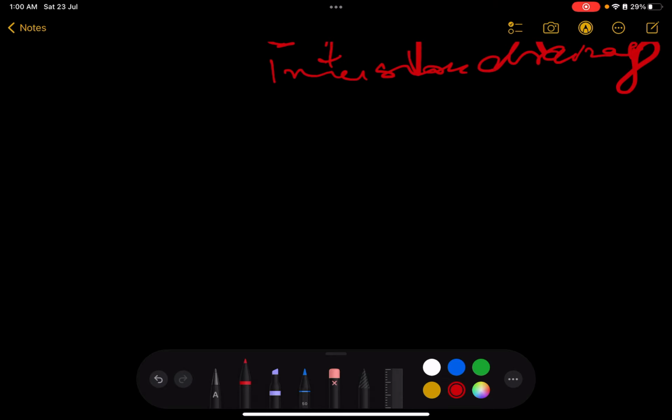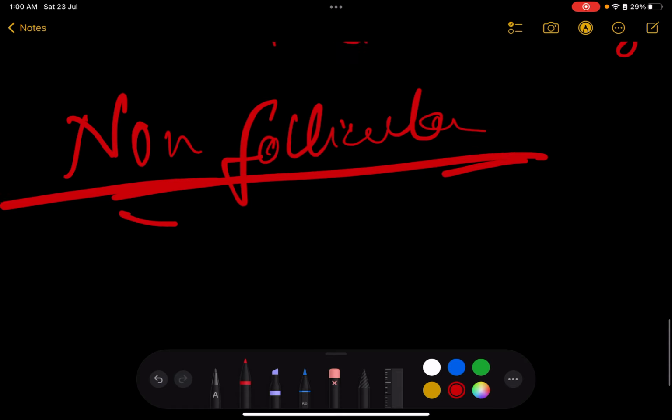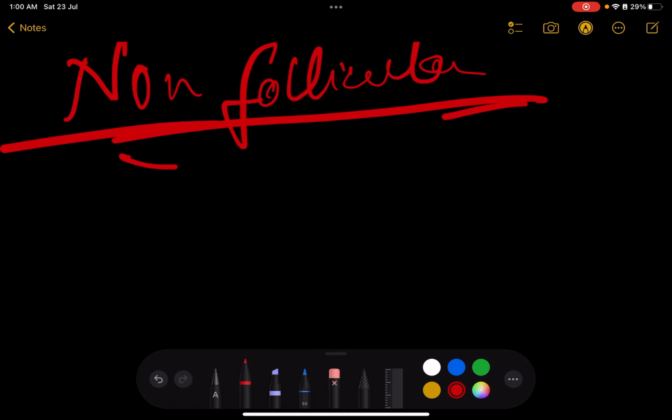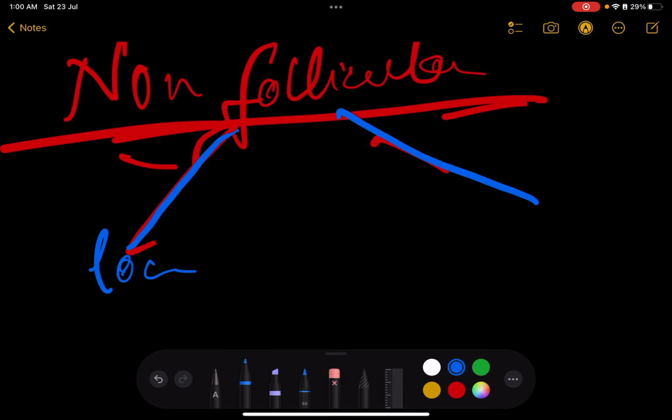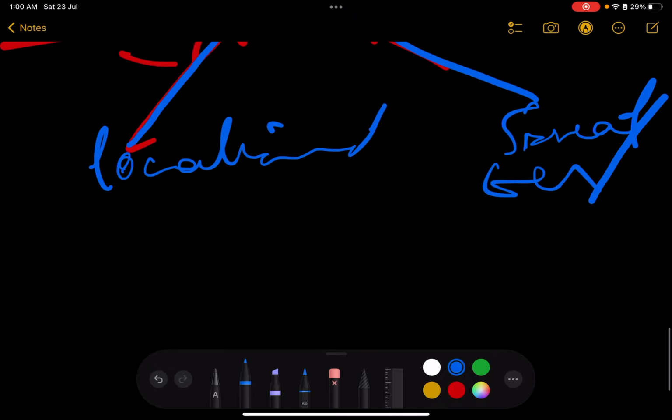Coming to the non-follicular, sorry for the change in font. Non-follicular means that it's just not oriented to hair follicles. So we have two types in non-follicular. Let me change the color. We've got two types in non-follicular. One we've got is localized, and we've got spreading or generalized, if you want to use it.